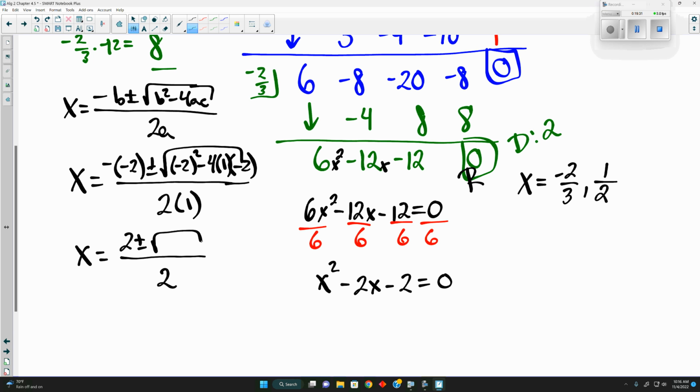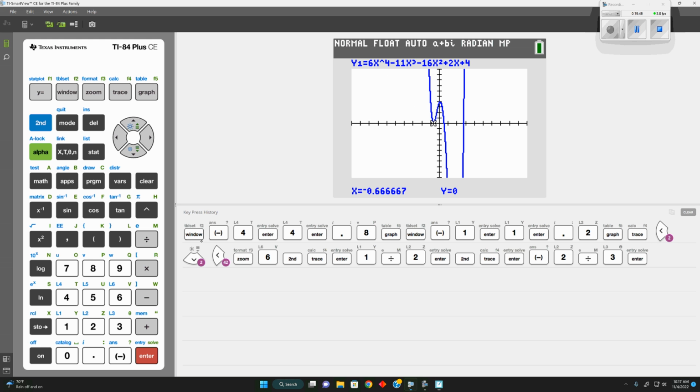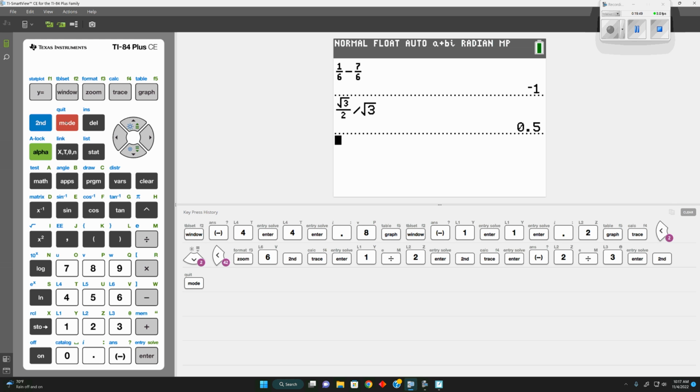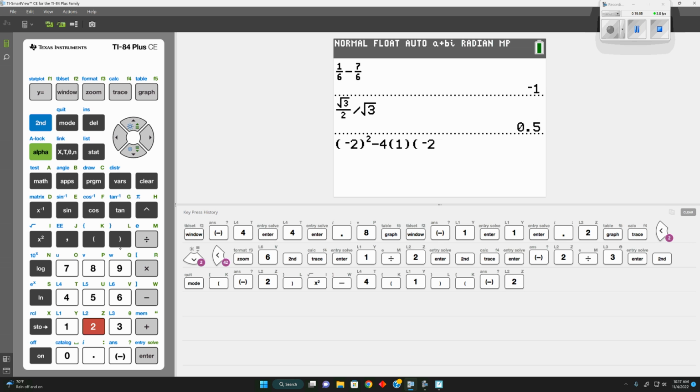And we're going to plug this into the square root. Now, whenever we have a number inside the parentheses that's negative, when it's squared, it's going to come out what? Positive. Because negative 2 squared is going to be a positive number, yes? So, parentheses, negative 2, close parentheses squared, minus 4 times 1 times negative 2. We can hit enter. And we get 12.